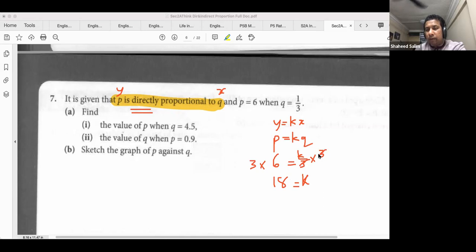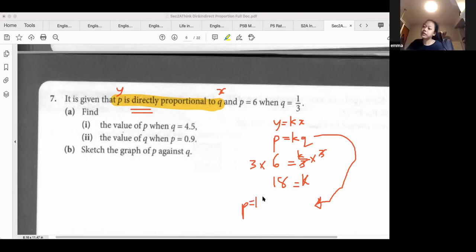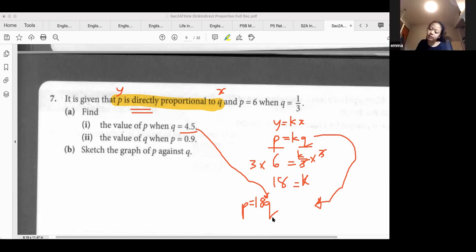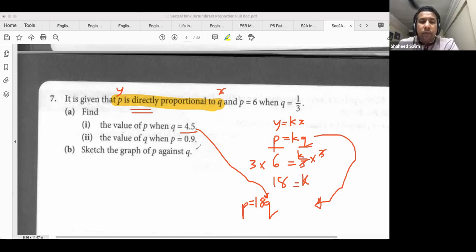Right? So now what's the equation? P equals to 18Q, because we're using this one now. So now substitute the value: when Q is 4.5, what is P? And when P is 0.9, what is Q? You got to find out that. That's it. Try. P equals to 81. Okay, well done. What about the next one?